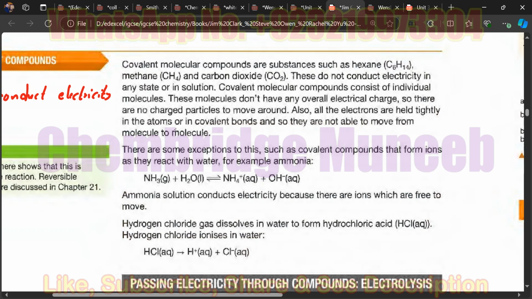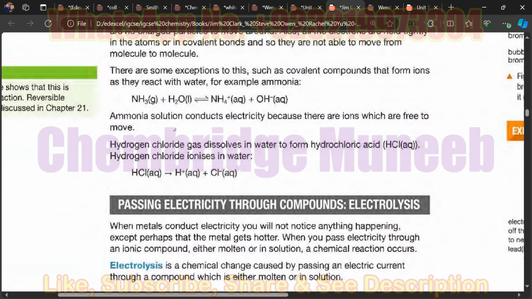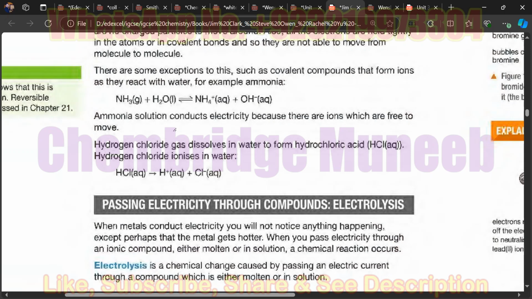However, there are a few examples in which electricity can be conducted. One such example is ammonia. Ammonia is a covalent compound, and when it is dissolved in water, it gives a positive ion, which is the ammonium ion, and the other ion is the hydroxide ion. It is a positively charged ion and a negatively charged ion.